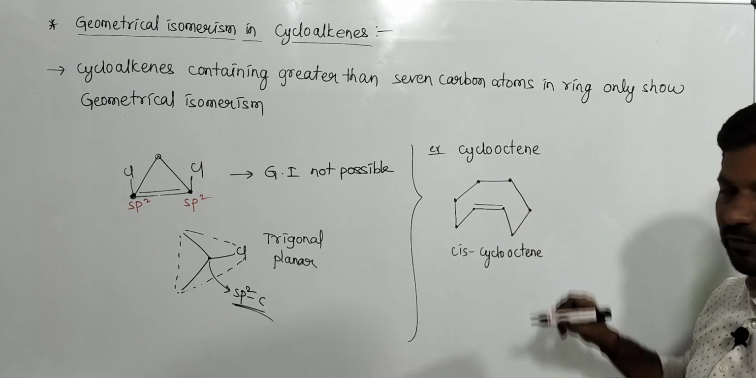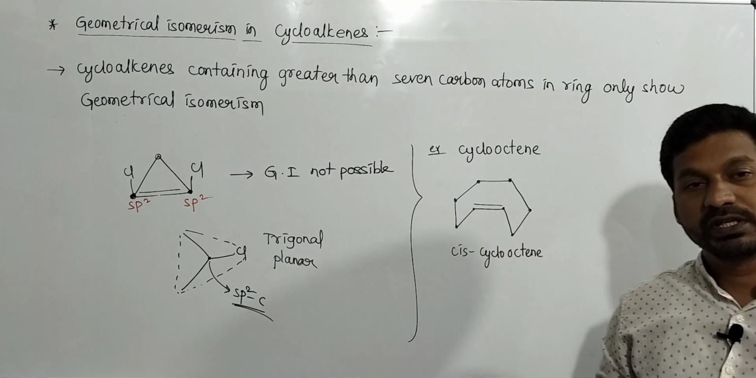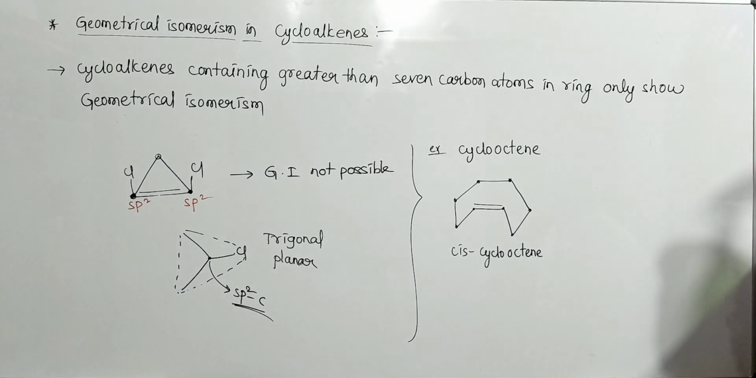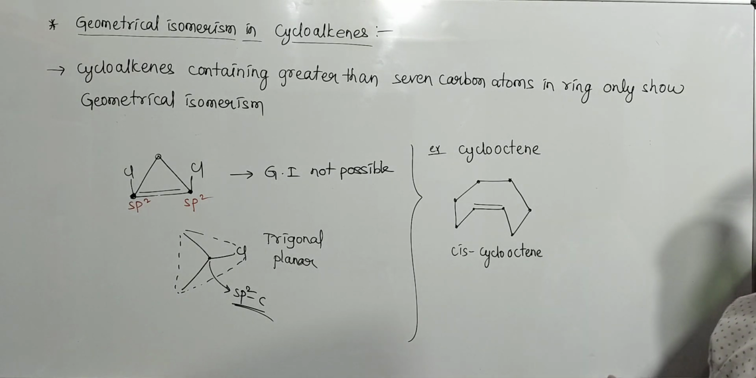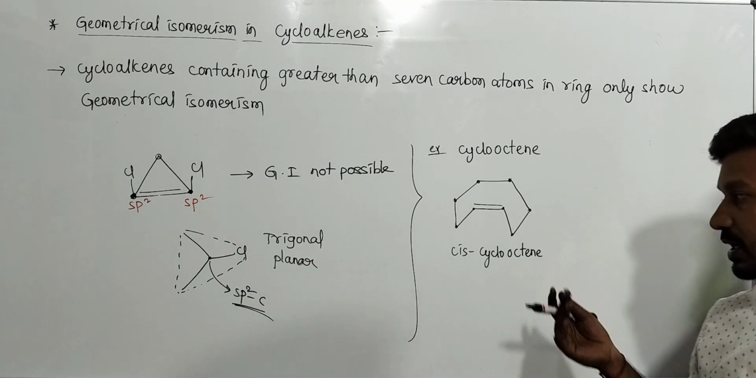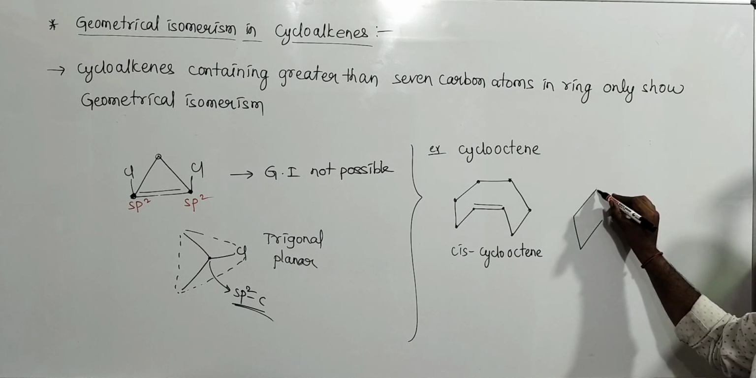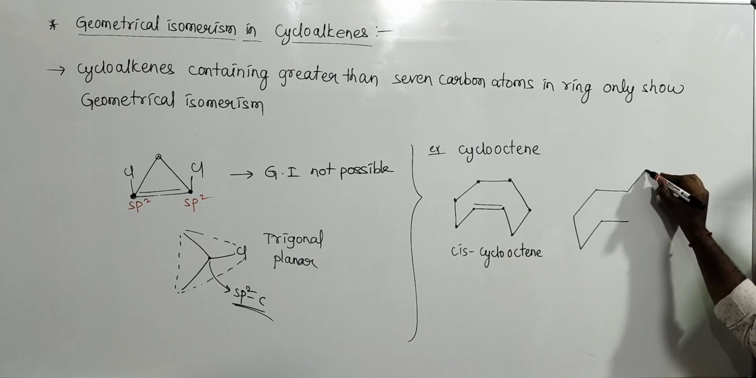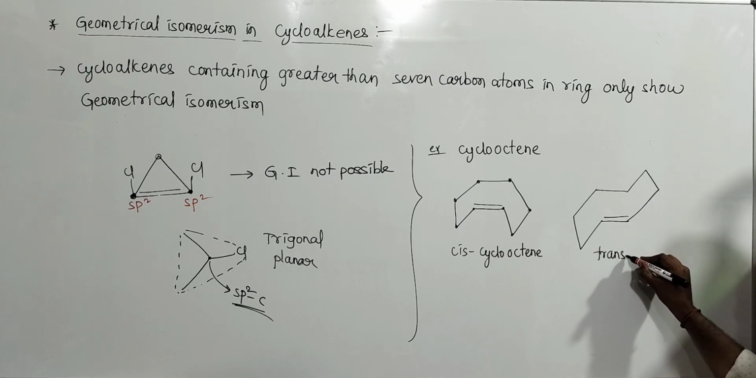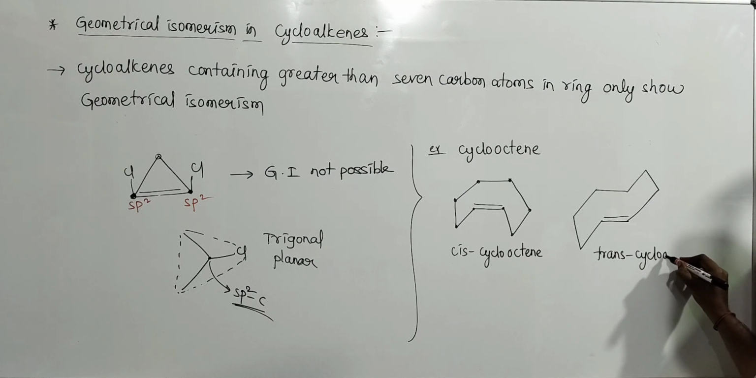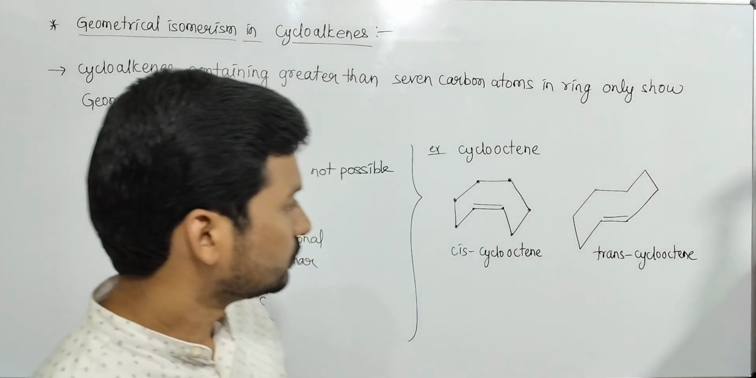So here this becomes out of plane, due to steric hindrance and ring strain. Baeyer's ring strain theory says that cyclooctanes have high ring strain, so it is bent like this. So what is the other possibility? The other possibility is like this. Trans. Trans-cyclooctene. Cis and trans both are possible.